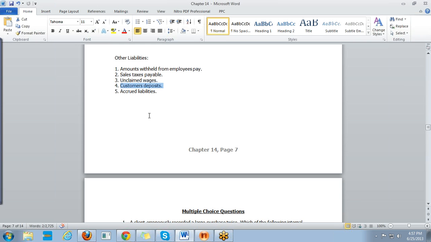Customers' deposits. Unearned revenue. Make sure it has not been booked as revenue. Any other liabilities that have been booked, make sure that it has been booked correctly, because think about it. Credit liabilities, debit expense. All right. Any of this is going to have an impact.